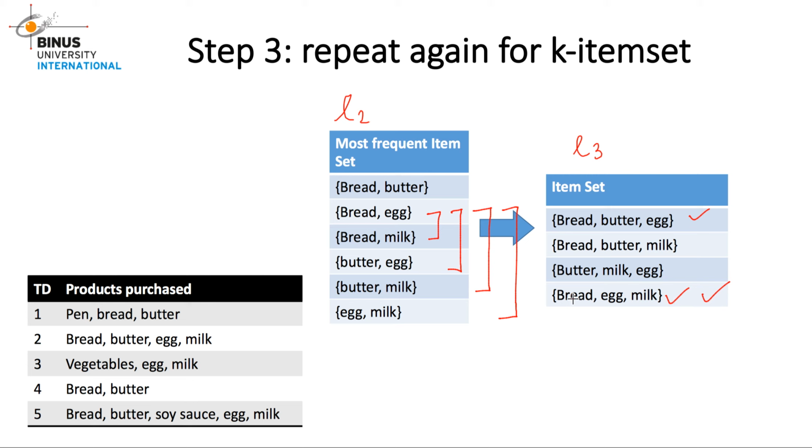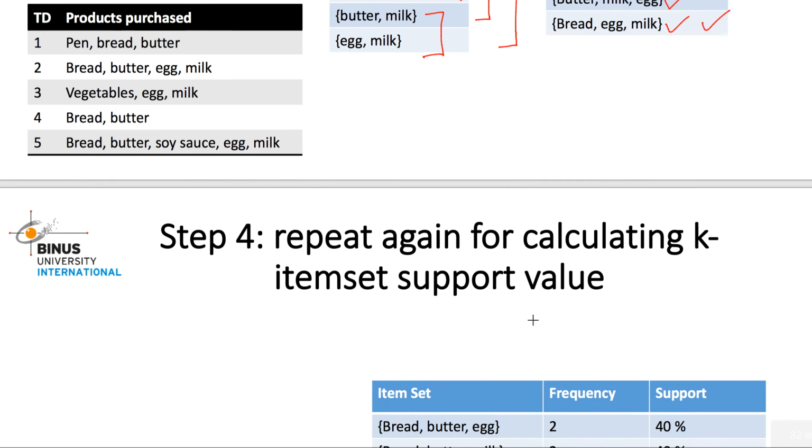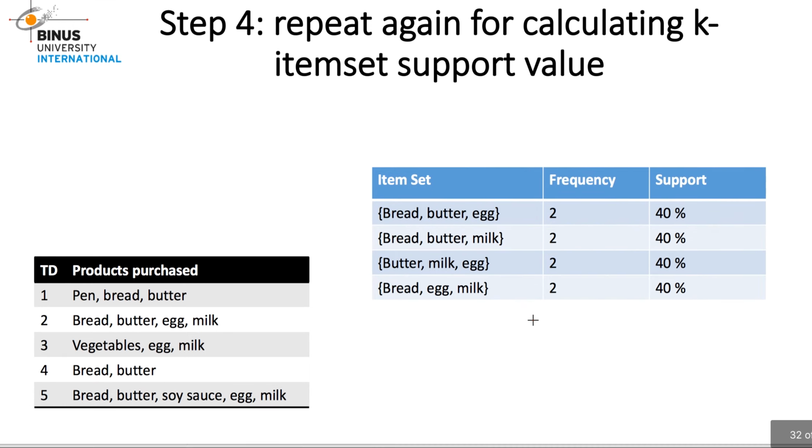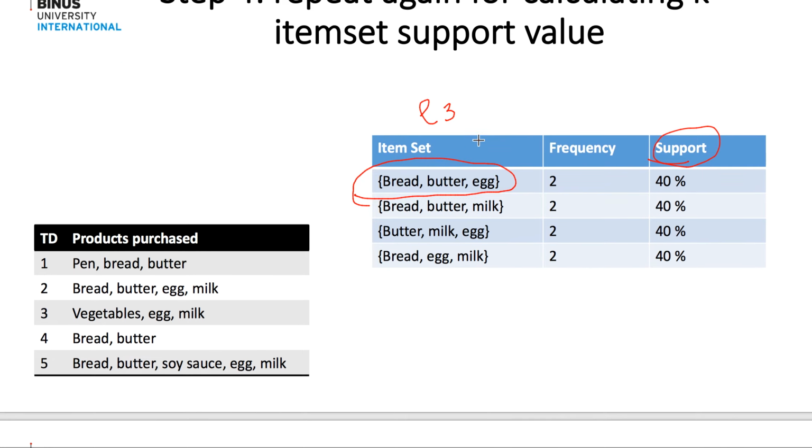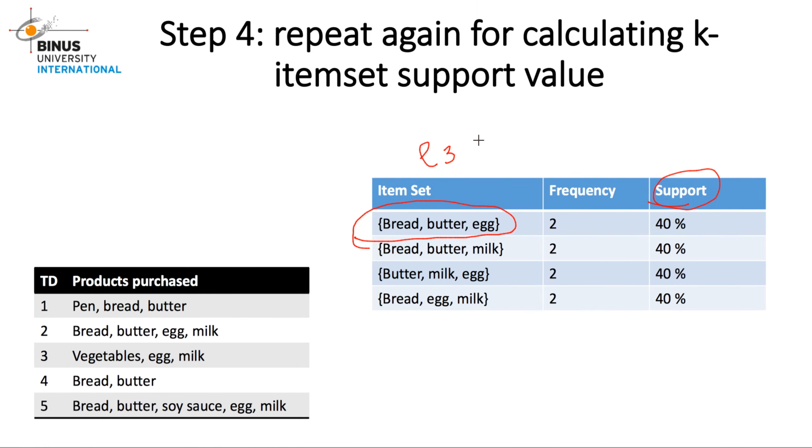And then next, the last combination: butter, milk, and egg. Okay, yeah. Next, we can continue to the next step. Again, we repeat the same step to calculate the support for this frequent item set L3. Okay, everything is good, everything is over 40%, so we can continue to the next step, L3 to L4.